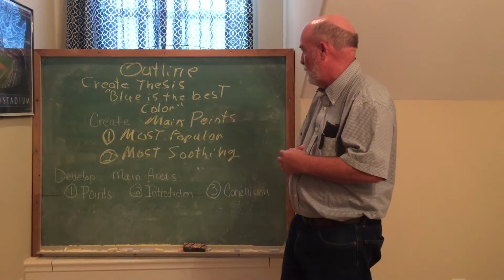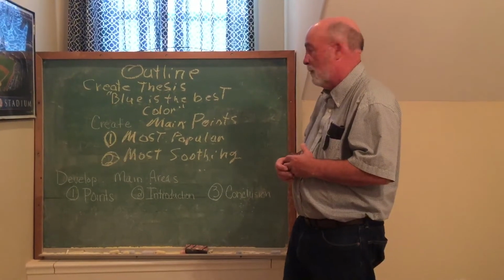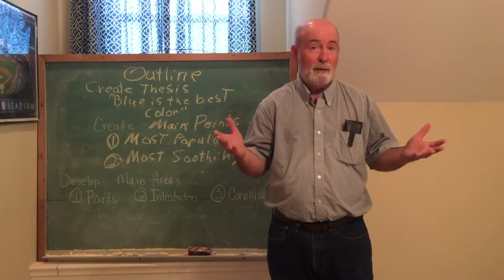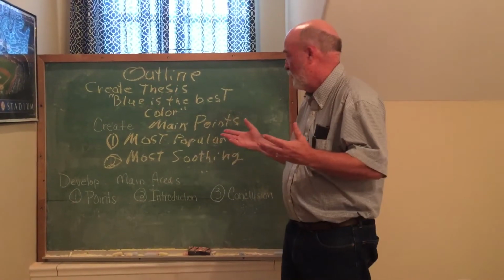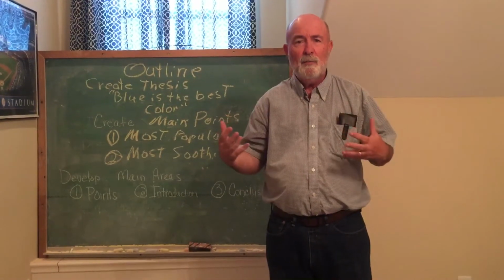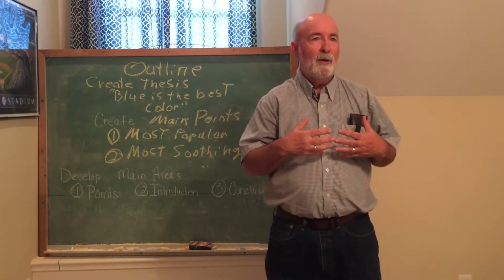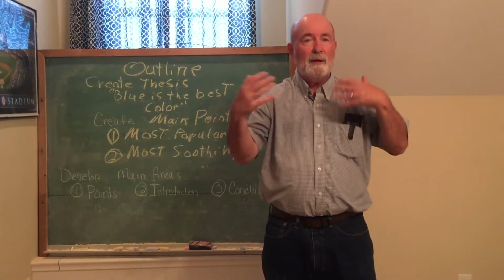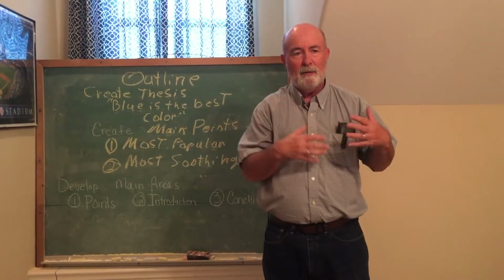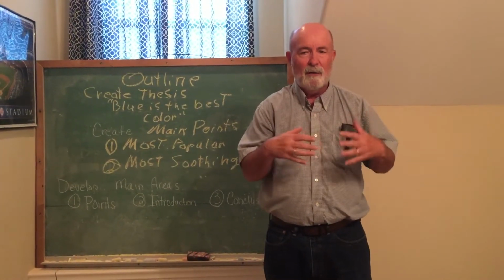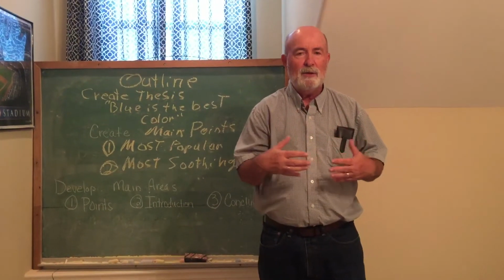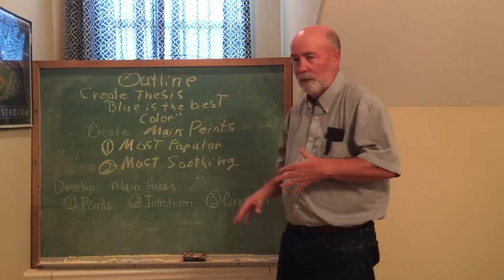Create the main points. Well, I came up with 2 main points. Number 1, that it's the most popular color. Everybody likes blue, so it must be the best. And then, of course, that it's the most soothing. It relaxes you. So the first 2 points that I just touched on are the creative part of the speech. This is where you come up with your ideas, you come up with your labels. You know, we talked about that in the other lecture on topic selection and all that, to try to come up with a catchphrase that you can use in the speech. And this is where you would do that, okay?